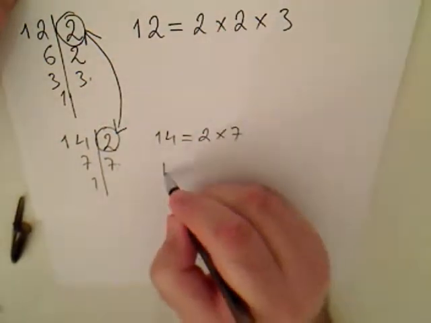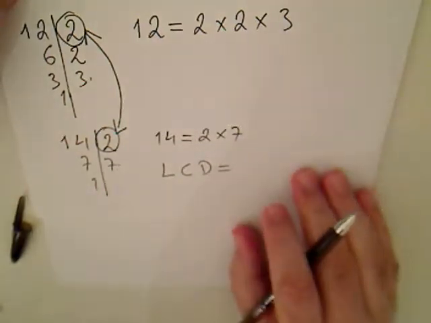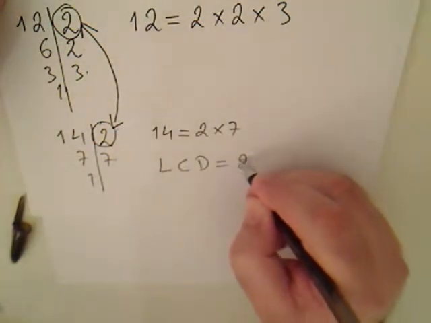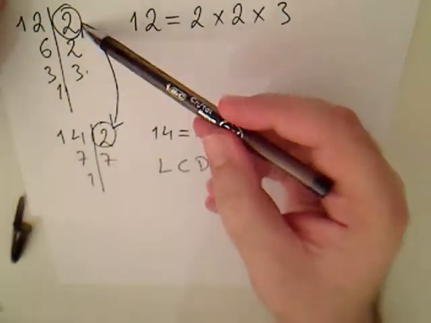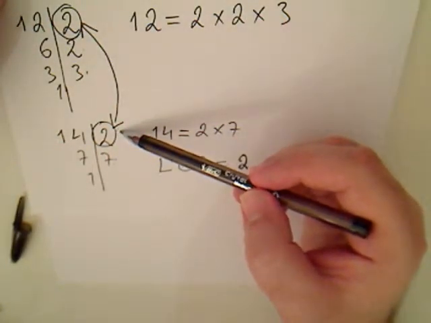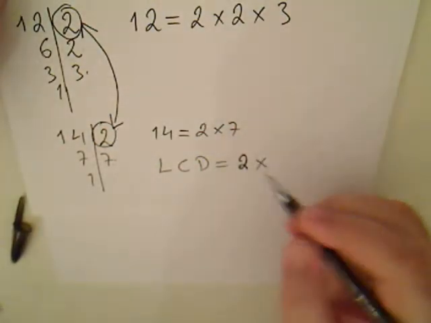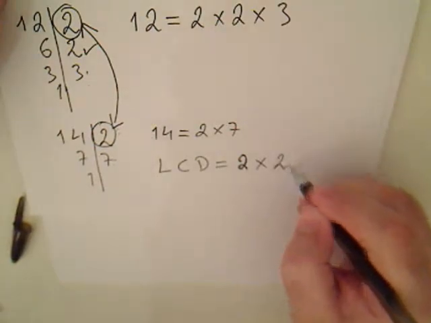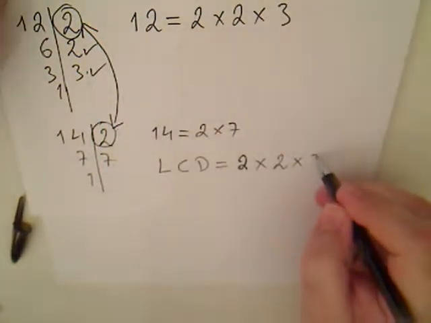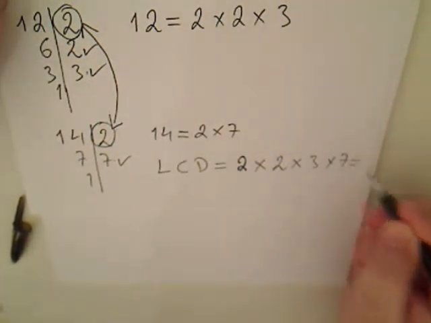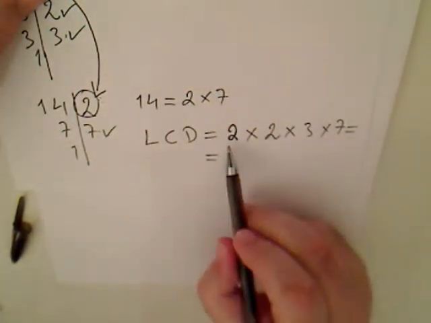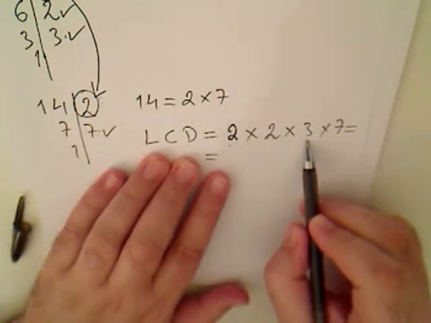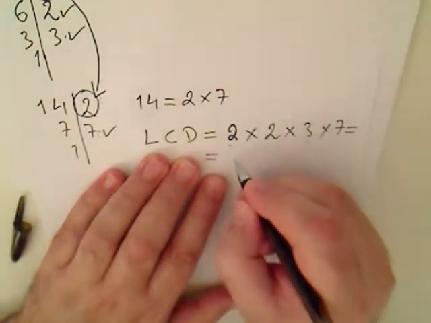In order to find the least common denominator, it will be the common factor. So the common factor here is 2, and please do not forget, each common factor you count only once, then times the uncommon factors. Now times this 3 times this 7, and you will get 2 times 2, 4 times 3, 12, okay, times 7, 84.